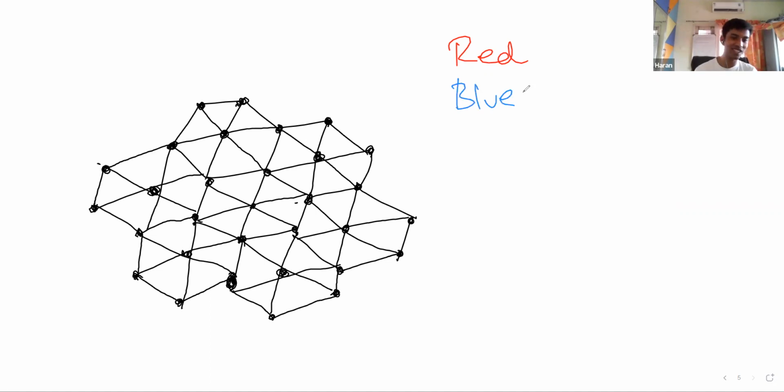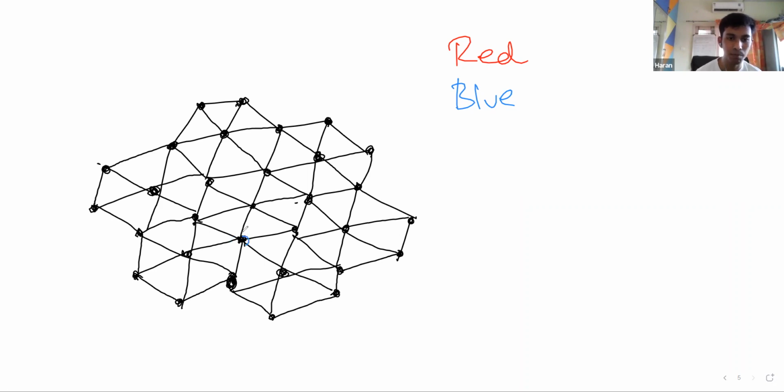People circle the vertex and then they write R or B. It's all in black. So now let's say that I want to color this lattice such that I do not have an equilateral triangle with all 3 vertices of the same color. For starters, I can just assume some vertex and assume that it's blue.